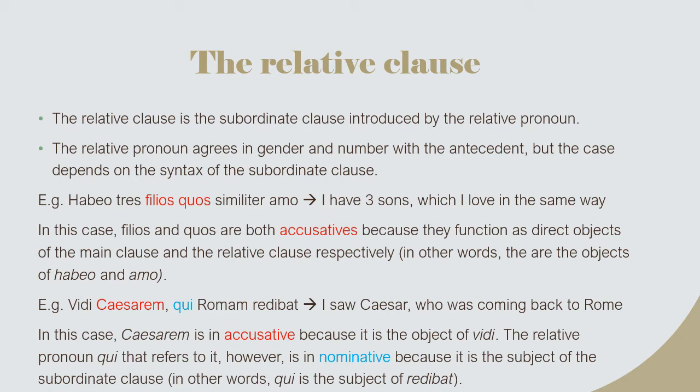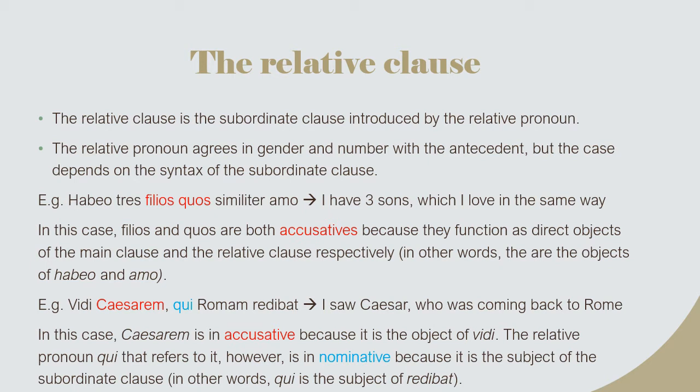So in this first example, I put an antecedent and a relative pronoun that agree in case, but this is just a coincidence. So, habeo tres filios, quos similiter amo. So I have three sons, whom I love in the same way. In this case, filios and quos are both accusatives, because they function as direct objects of the main clause and the relative clause respectively. In other words, filios is the direct object of habeo, and quos is the direct object of amo.